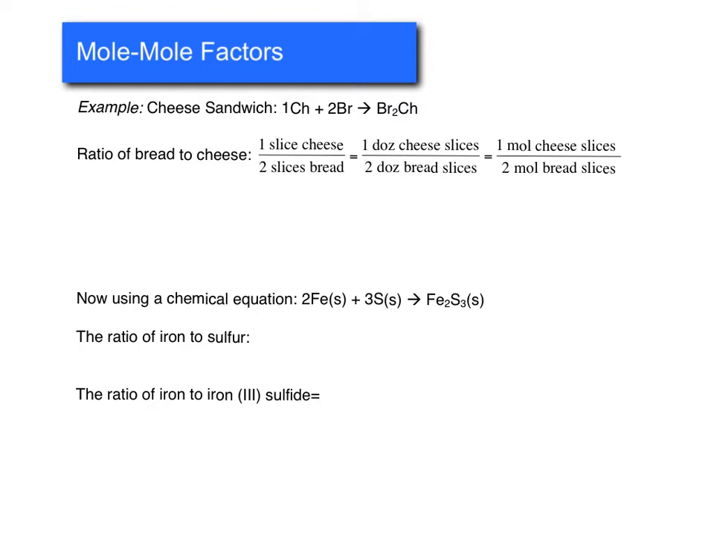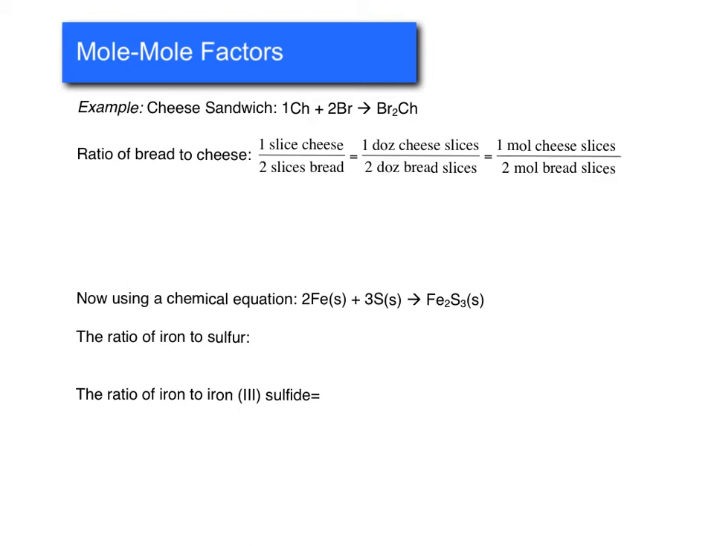the other side. And one thing we can get from this equation that we haven't yet used, although we did a little bit in the s'mores activity, is to use the coefficients to tell us the ratio of different ingredients to each other. So for every slice of cheese that we have, we need 2 slices of bread. And that ratio is called a mol-mol ratio or mol-mol factor. And you can do it with any of the quantities in the balanced equation.